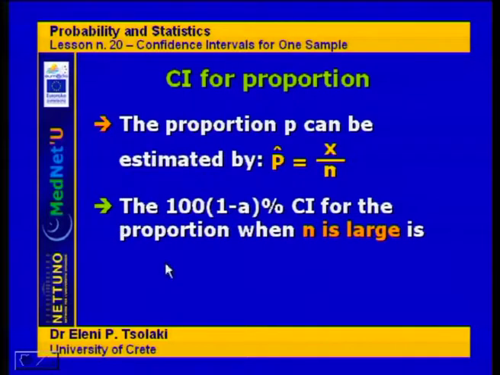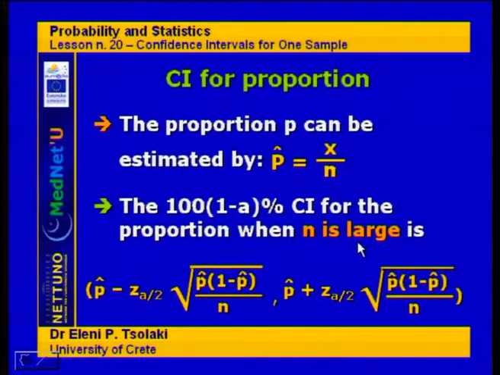And in this case, the confidence interval for the proportion, in the case that n is large, will be given here. It can be calculated using this formula. We see again that in the case that n is large, we can use the standard normal distribution.